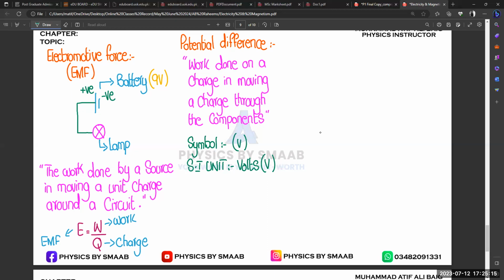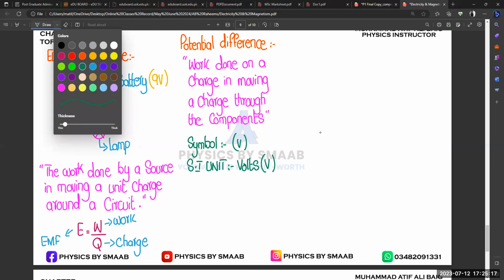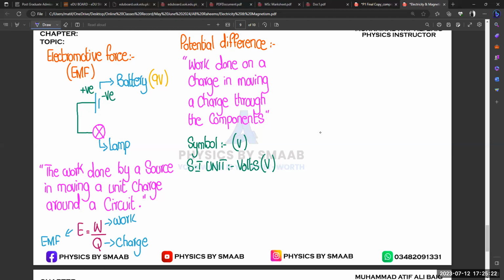Okay. One more thing. If you want to specify more what the difference is between EMF and potential difference, I'm just writing two short points to identify the difference, because these are basic definitions, and still if you want to differentiate between them, you use the concept that EMF is the voltage of the source, right? It depends on the source.